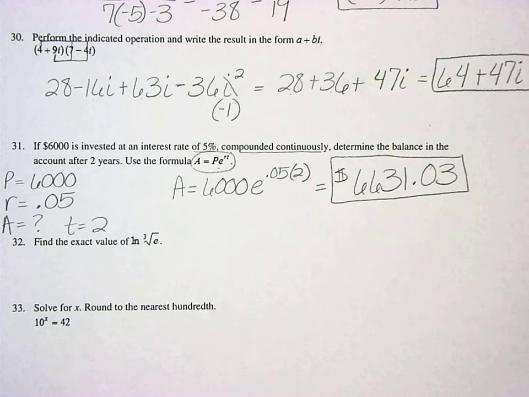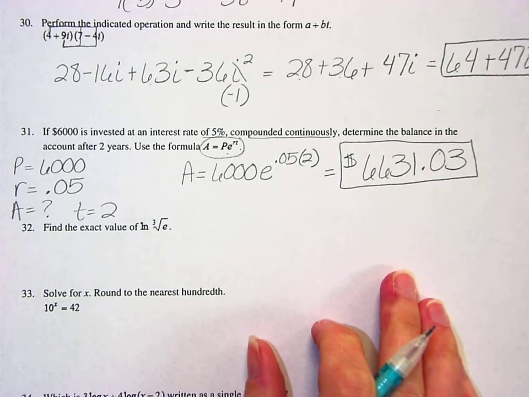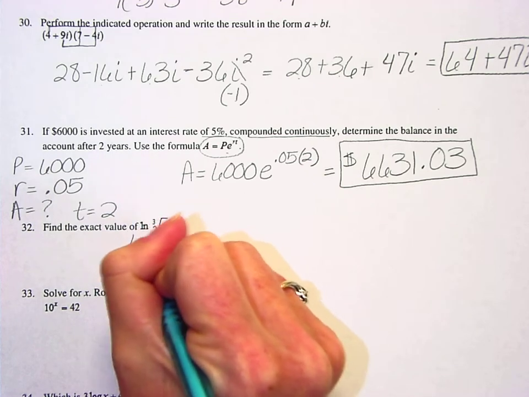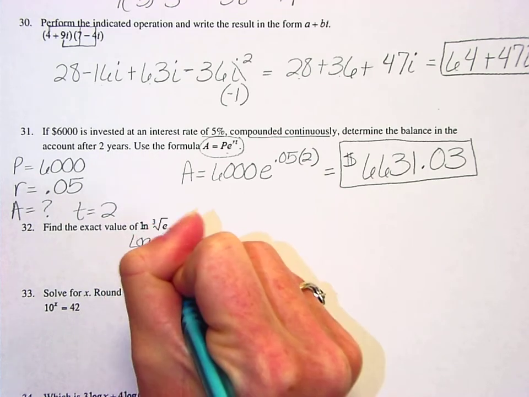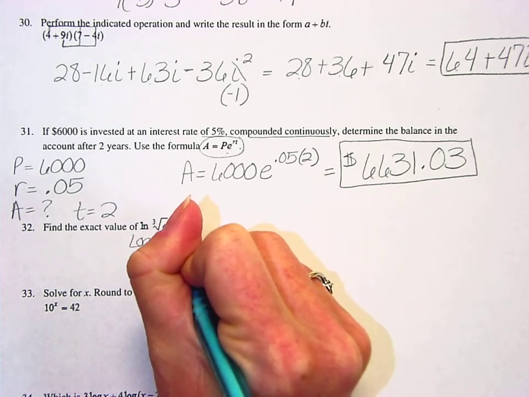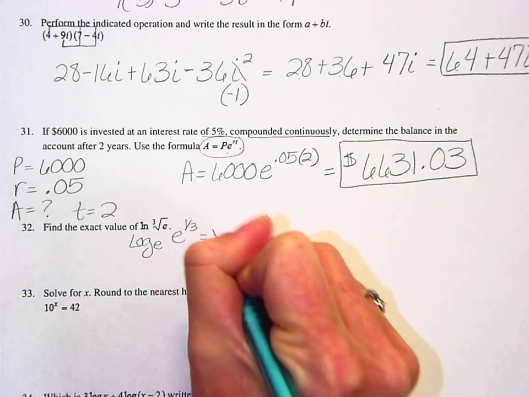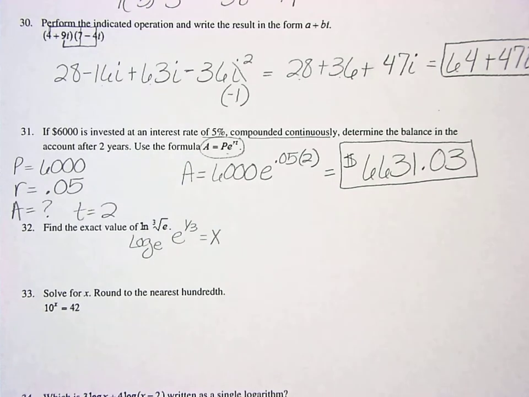All right, on 32, we're talking about a natural log of the cube root of e. Anytime I'm in a natural log situation, I'm going to change that into a log with a base of e. And I'm going to change this right here into e to the 1/3 power. I'm going to go ahead and set that equal to x, because that's what I'm looking for, is what is this thing equal to. And now I have something that I can move around.